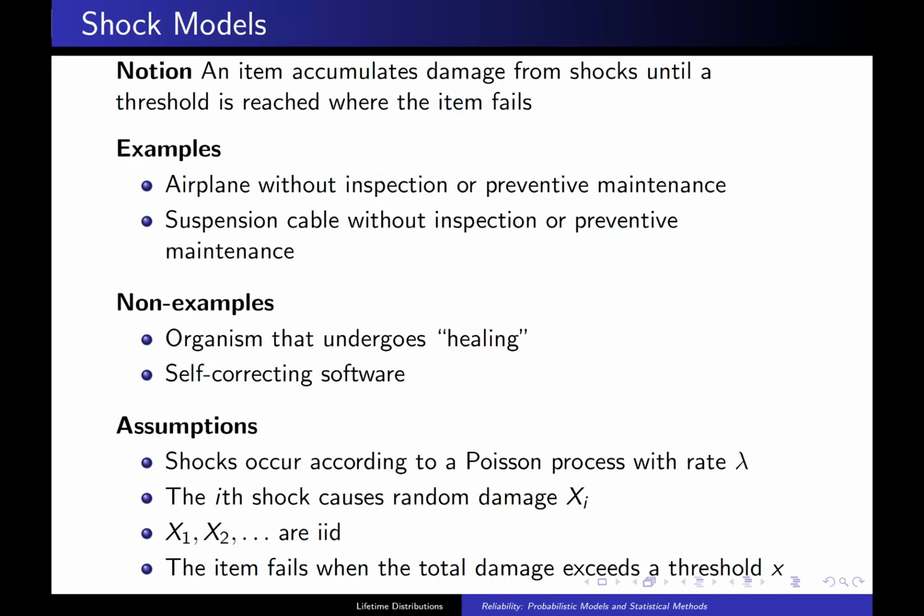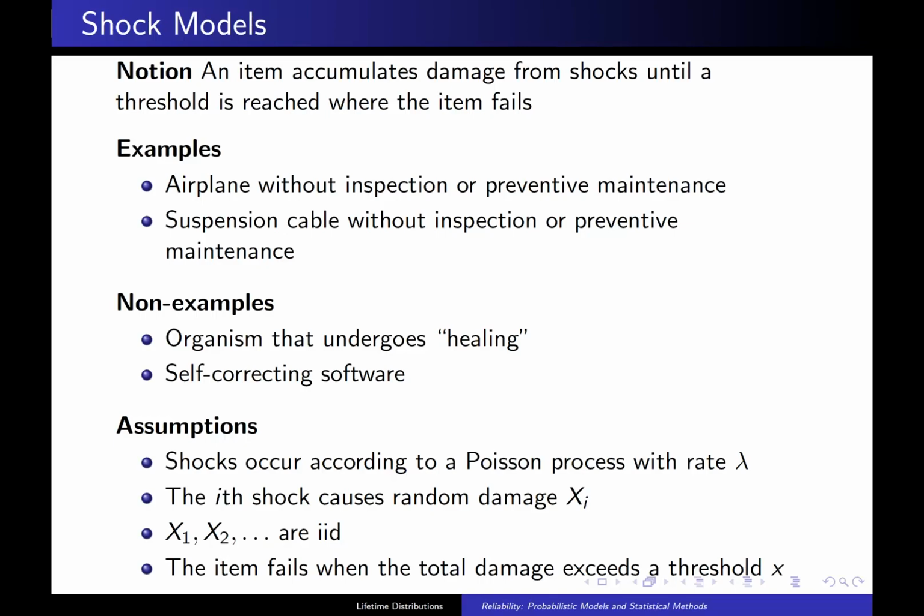Okay, here's a little bit on shock models. The notion here is that an item accumulates damage from shocks until a threshold of damage is reached, and that's where the item fails. So for an example, an airplane without inspection or preventive maintenance, you've got to look at all the rivets that are holding the wing and everything else together periodically. And so that's an example of where a shock model would be appropriate. Another would be a suspension cable without inspection or preventive maintenance.